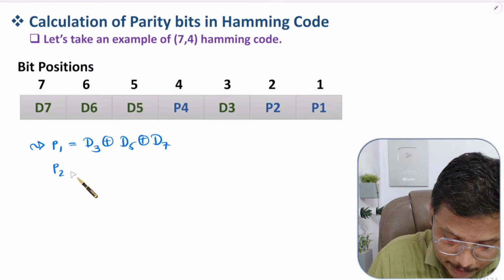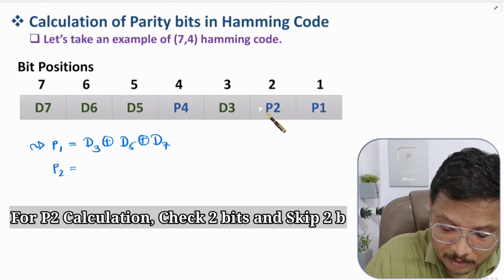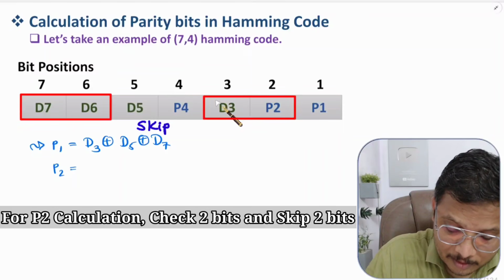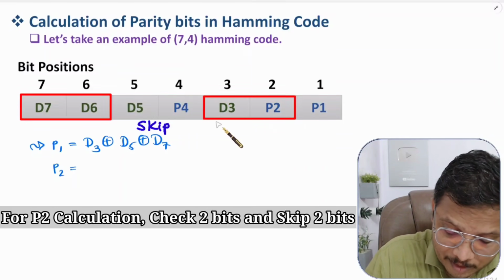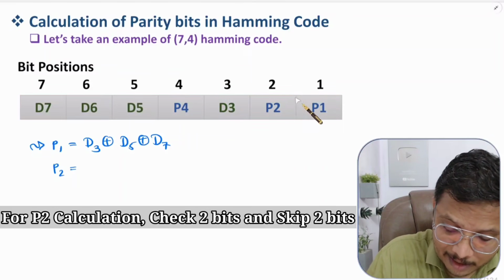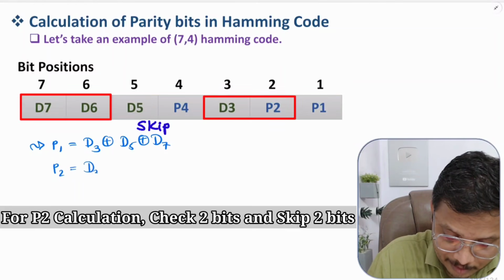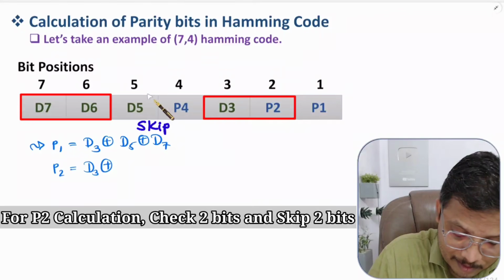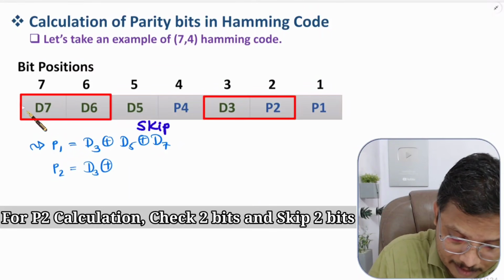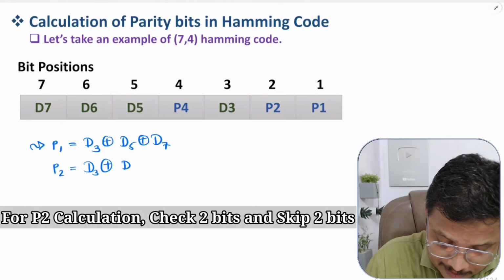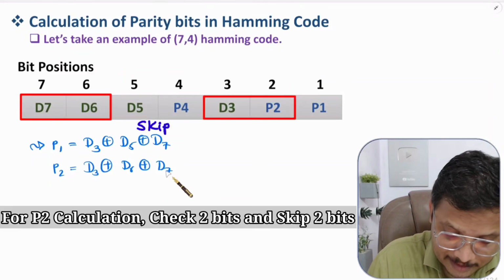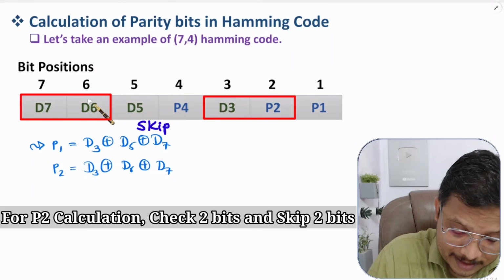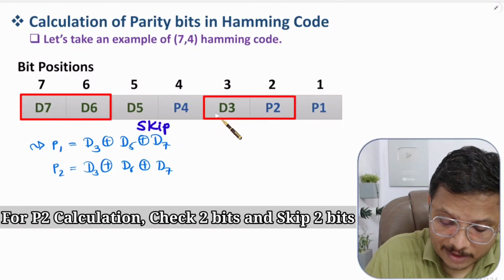Now when you want to calculate P2, you see this is P2. So we need to check 2 bits and skip 2 bits. So with P2 we have D3 with 2 bits, so D3, and we need to skip 2 bits. So we skip these 2 bits, then we need to check another 2 bits. So you see D6 XOR D7, that is how it is. So for P2 check 2 bits, skip 2 bits, check 2 bits, skip 2 bits. That is how we need to find it.